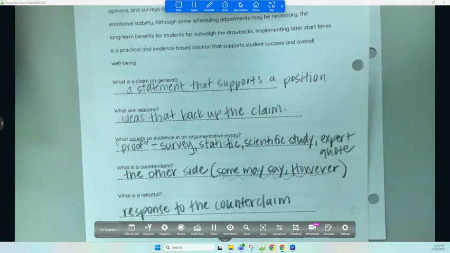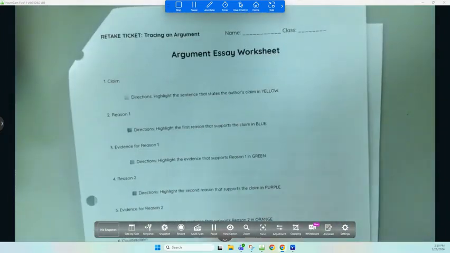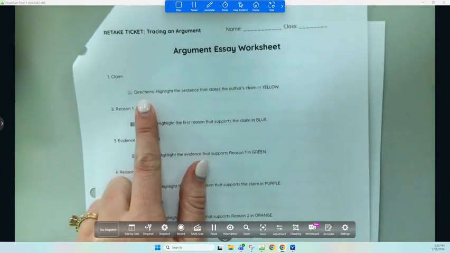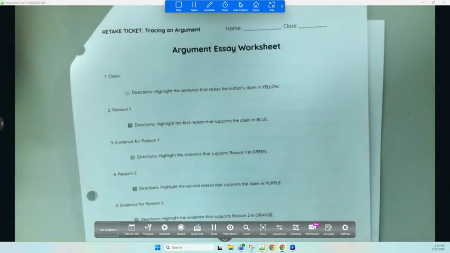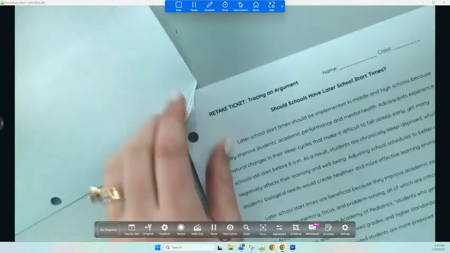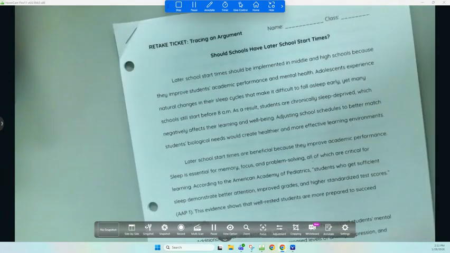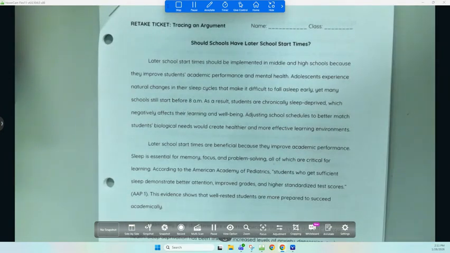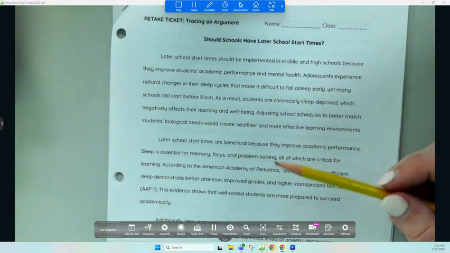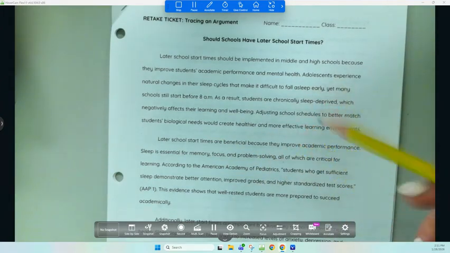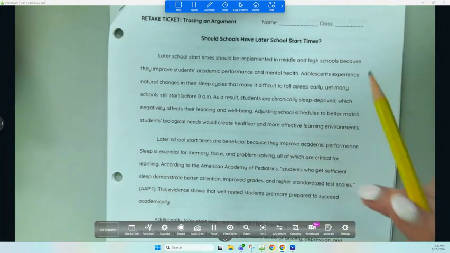Okay, once you have these all written down, I want you to turn to the very back. So first, we're going to go to the front and we're going to highlight the sentence that states the author's claim in yellow. I'm going to be honest, I don't have all of my colors right now, so I'm just going to use my pencil. I'm fine if you do that too, as long as you are labeling what each thing is.